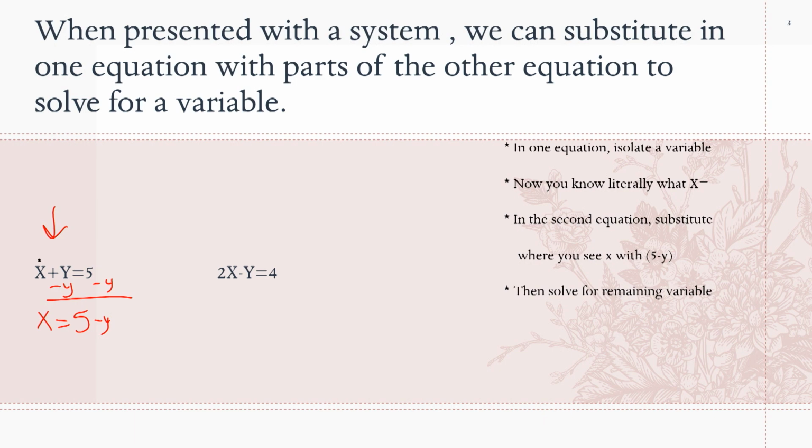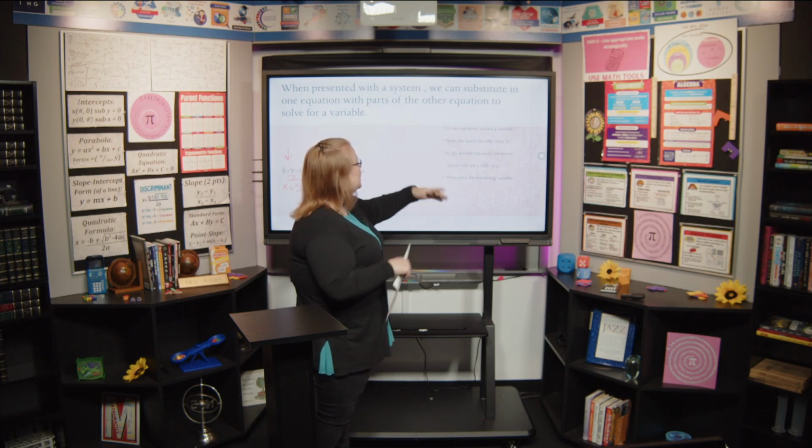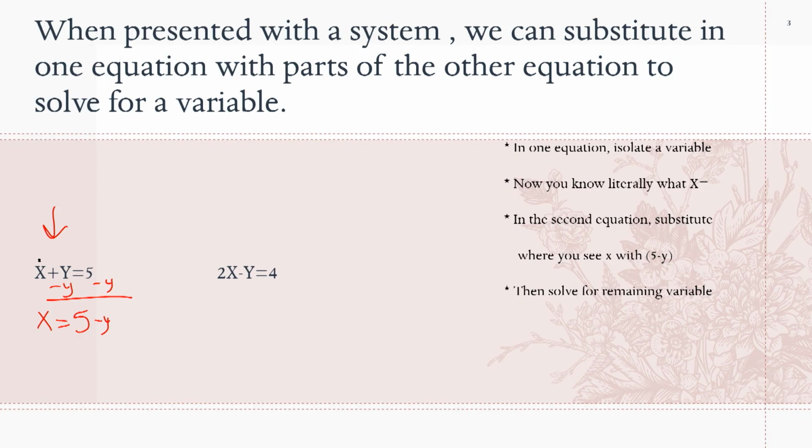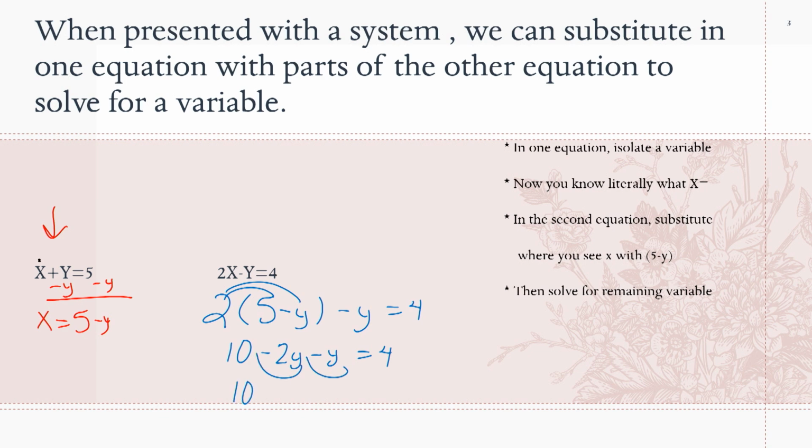Now that I know what my x equals, in the second equation, substitute in where you see x for that 5 minus y. So let's go ahead and do that and see what it looks like. 2 times 5 minus y equals 4. And same thing that we've been doing ever since we started equations, I'm going to distribute: 10 minus 2y minus y equals 4. Always wanting to get our like terms together: 10 minus 3y equals 4.